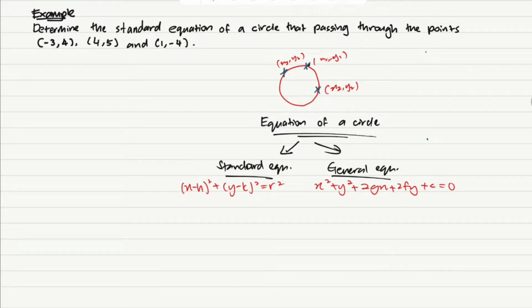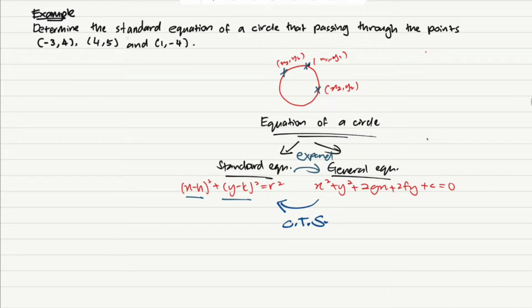Now, do you remember how to obtain the general equation from the standard equation? You just have to expand. Expanding these squares, you will get the general equation. Now, how do we get back from the general equation to the standard equation? The process is what we call completing the square. If we complete the square of this general equation, we will obtain the standard equation.